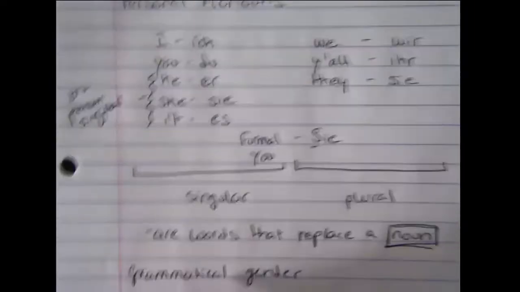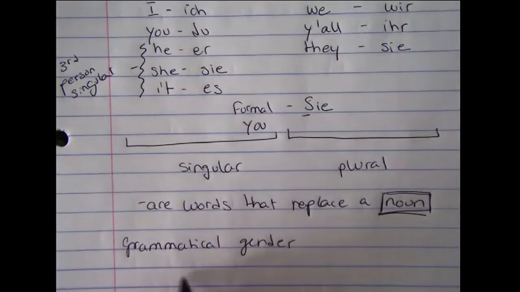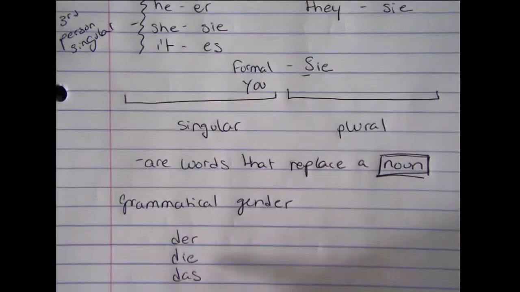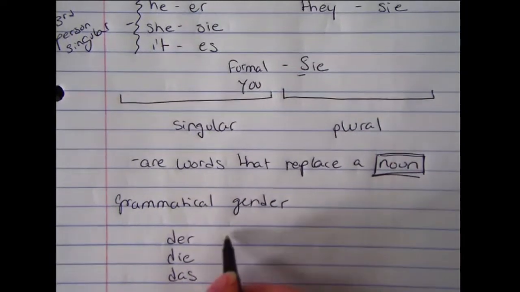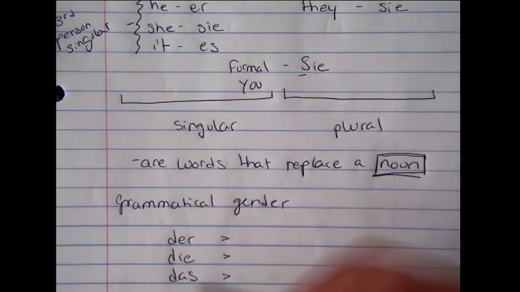Now anytime that you're doing your vocabulary in German, you of course have the grammatical gender in front of it, so you're either going to have a der or a die or a das. Now these der, die, and das are going to describe the grammatical gender, but they also determine which pronoun you're going to use when you're replacing something in a sentence.